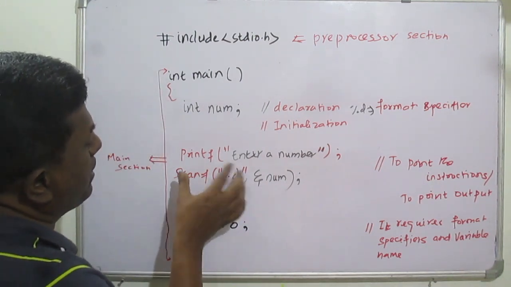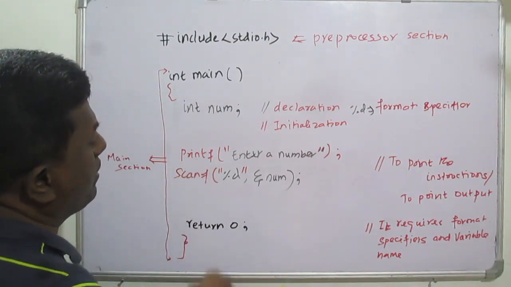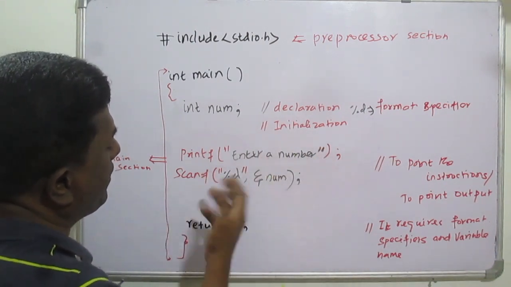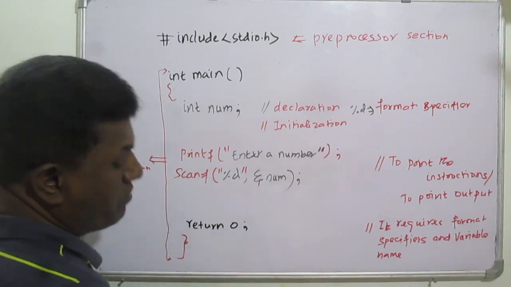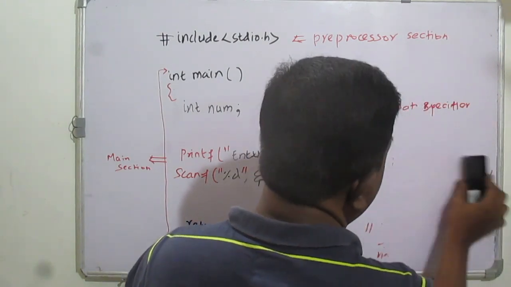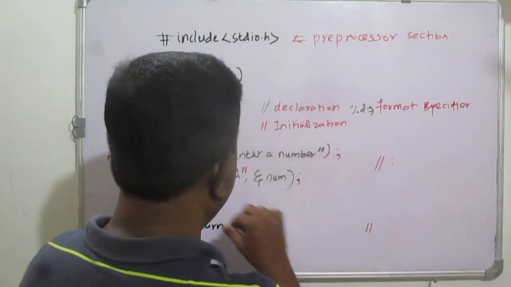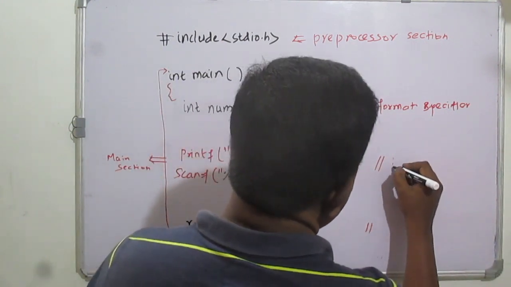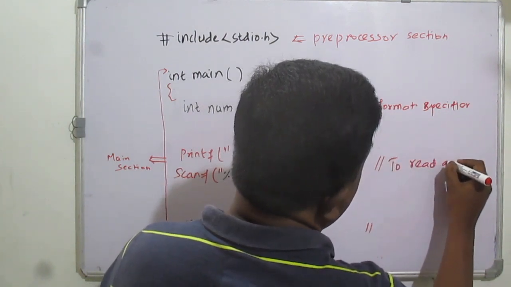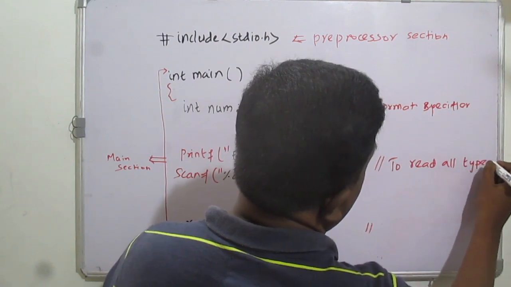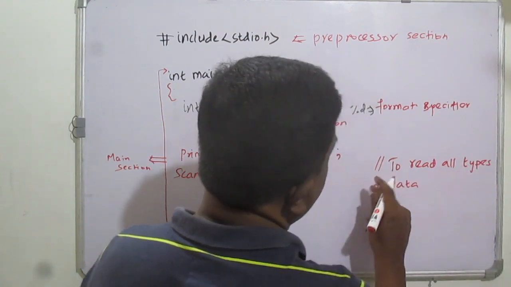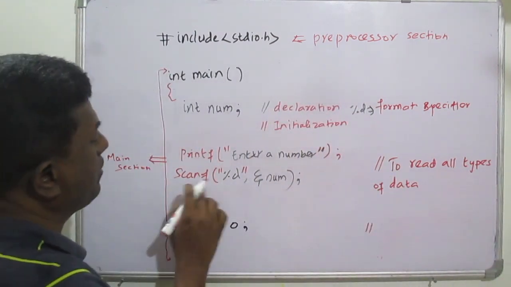Now we have written the scanf. The main function of scanf is that it will read all types of data. Any type of data can be read with the help of scanf. So that is one of the functions, or one of the importance of scanf: to read all types of data.